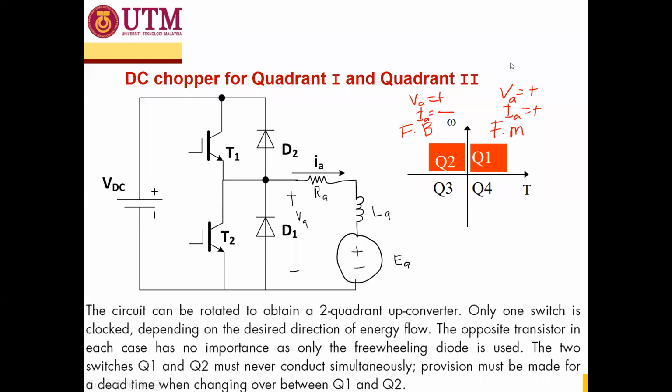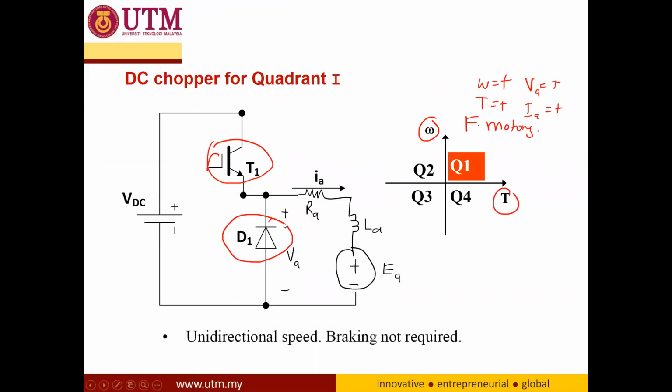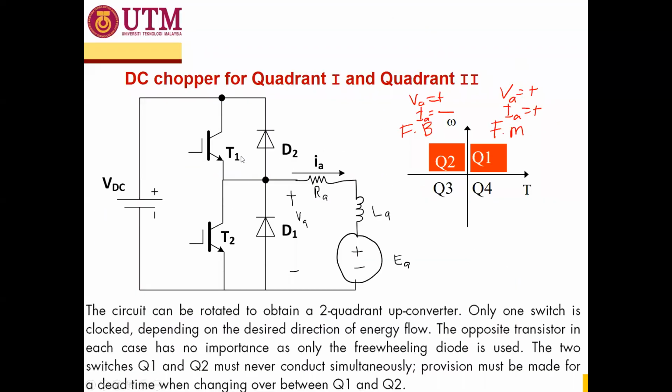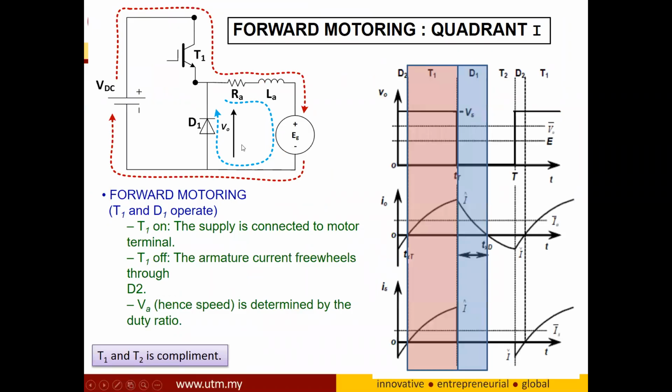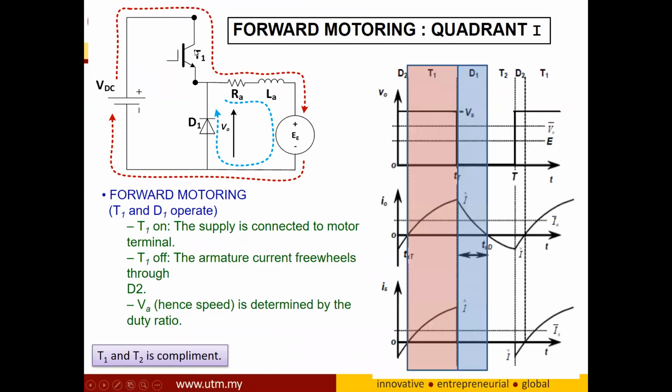Okay. So for quadrant number one, this circuit operates equal to the previous circuit. For this circuit, in quadrant number one, T1 will turn on first. Meaning that you will have current charging, as you can see here right now, the current is charging.